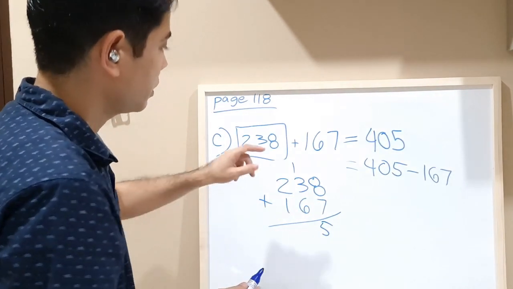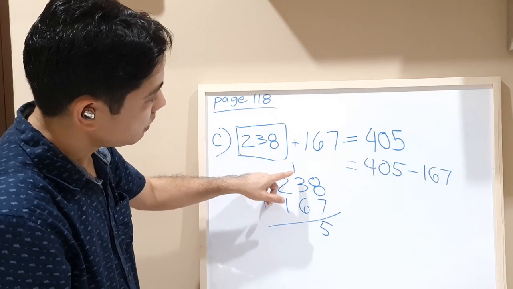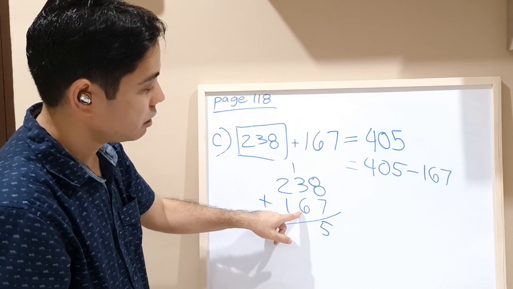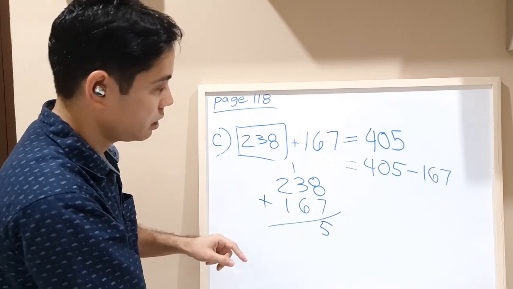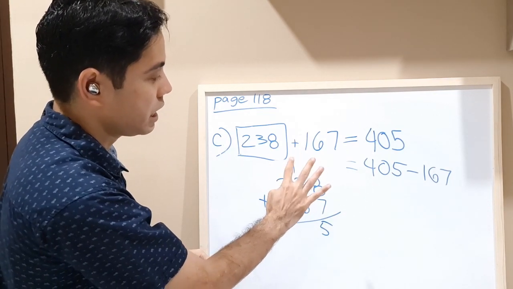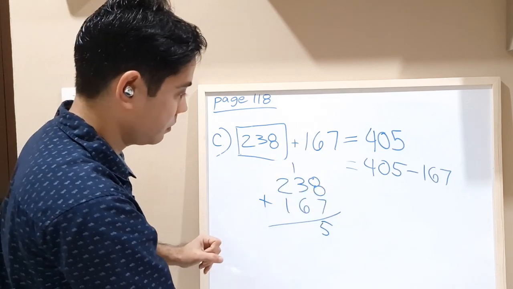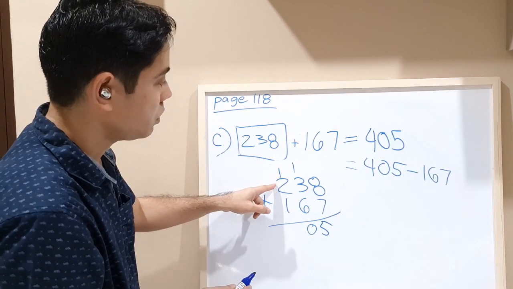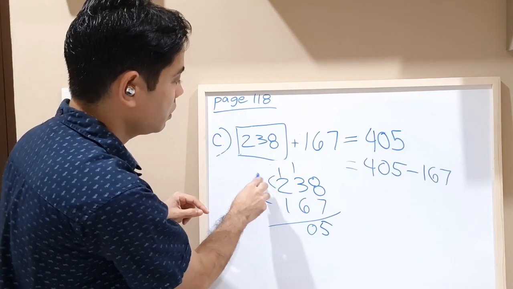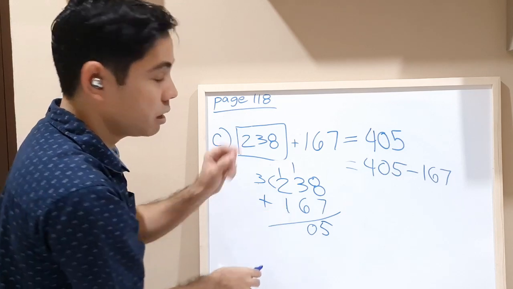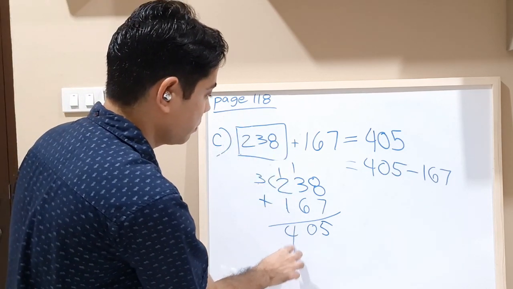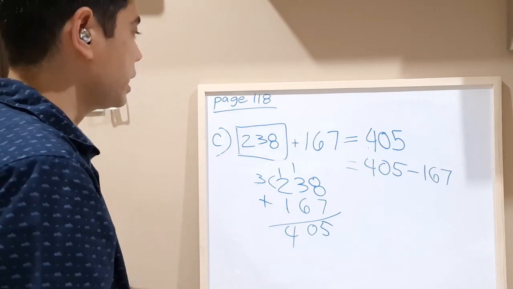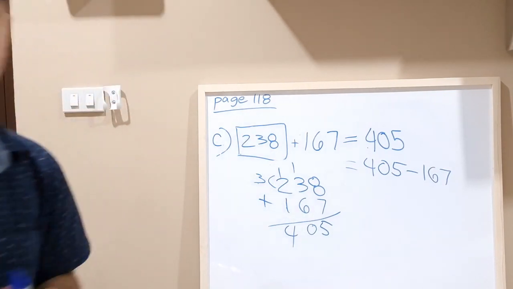Carry 1. 3 plus 1, 4. 4 plus 6 is 4, 5, 6, 7, 8, 9, 10. Carry 1. 1 plus 2, 3. 3 plus 1, 4. It's the same. So it's correct. This is correct. Now we go to letter D.